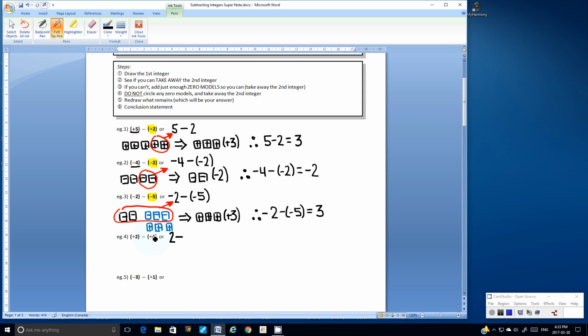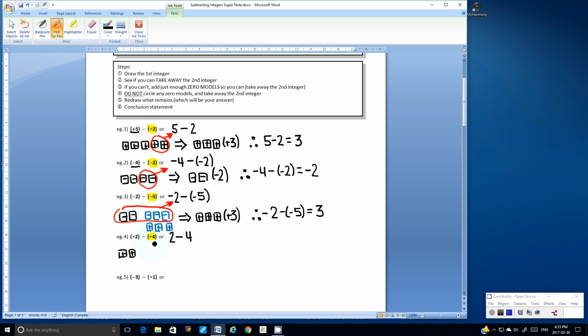We take away the brackets, we take away the sign, and we're just left with 2 minus 4. Okay, let's go through our steps. Step 1, draw the first integer, positive 2. Okay, so that's my first integer. Ask yourself the question, is it possible to take away the second integer?